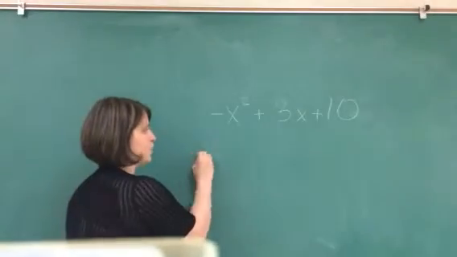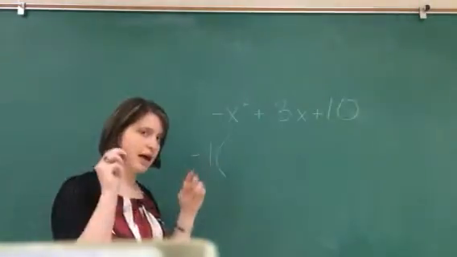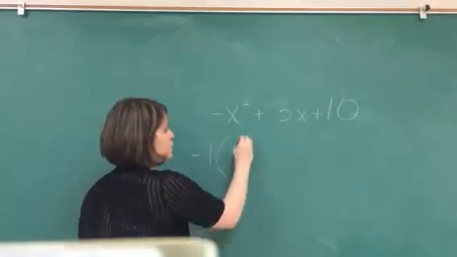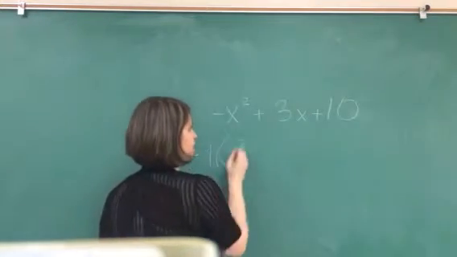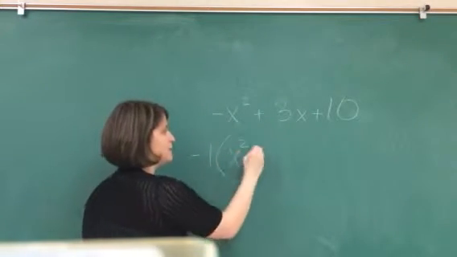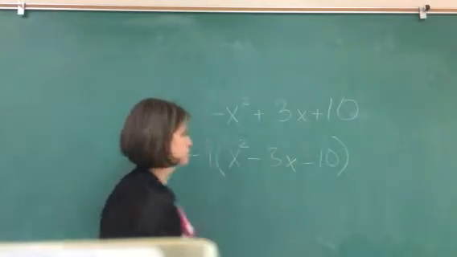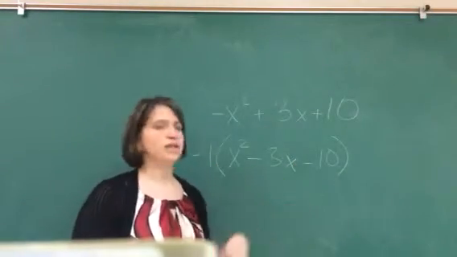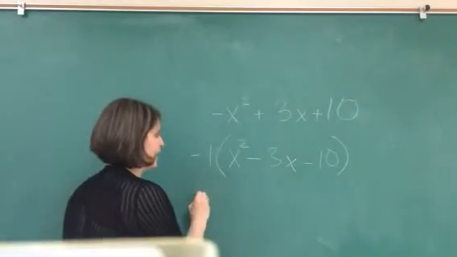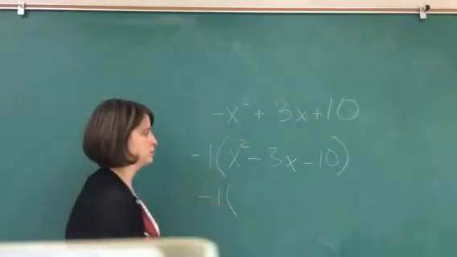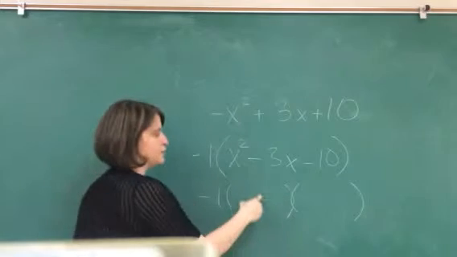Divide the whole thing by negative 1. Take out negative 1, just like it's a greatest common factor. And then what that's going to do is change all these signs, right? If I divide by negative 1, now this is positive, this is negative, and this is negative. Now it looks just like the ones we were just doing. So we can go ahead, bring our negative 1 down, but now factor this.